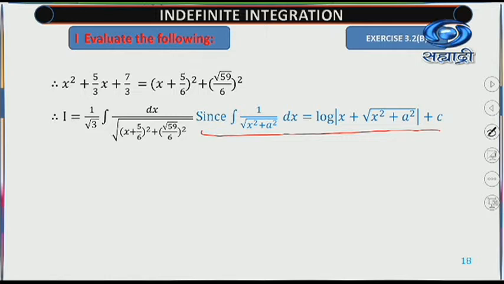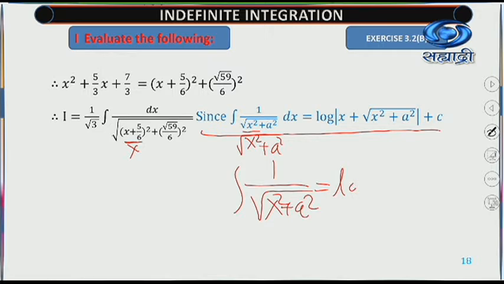So what is x? This one is x. Now I'll use a capital letter so that you are able to judge your comparison. Here your comparison is 1 upon root of x square plus a square. Why am I using a capital letter? Because the small letter is already used in your equation. This is nothing but log of mod of capital X plus the expression as it is, plus constant of integration.